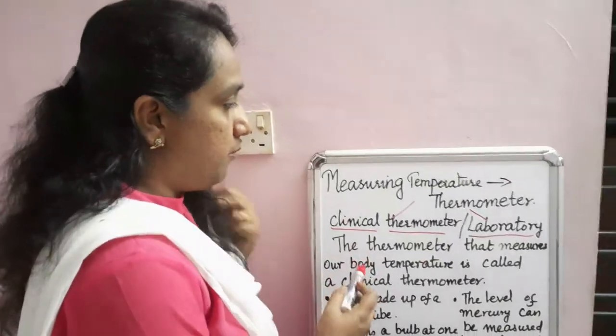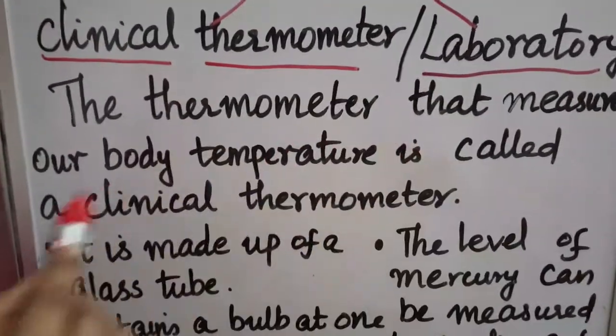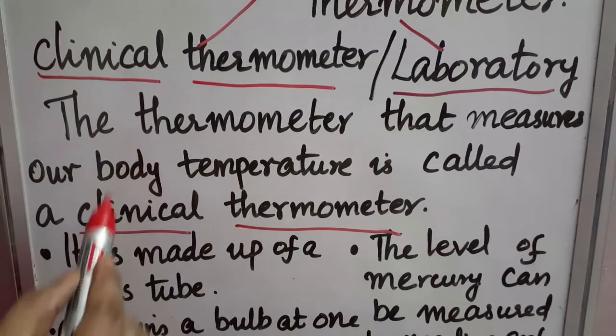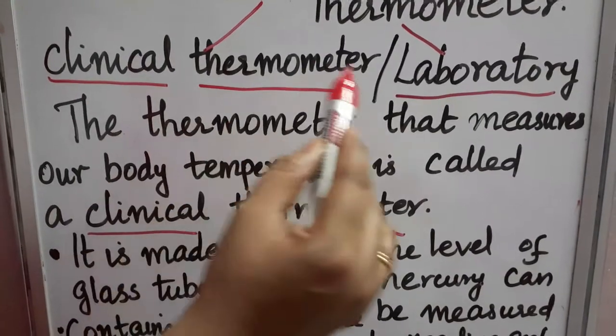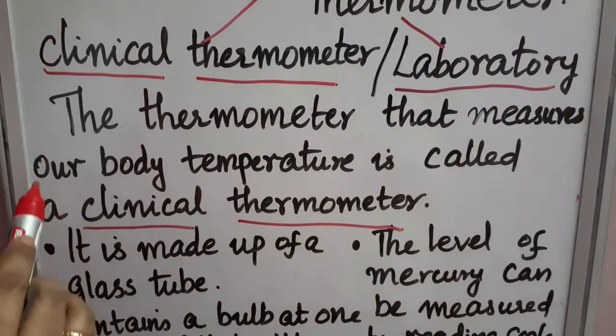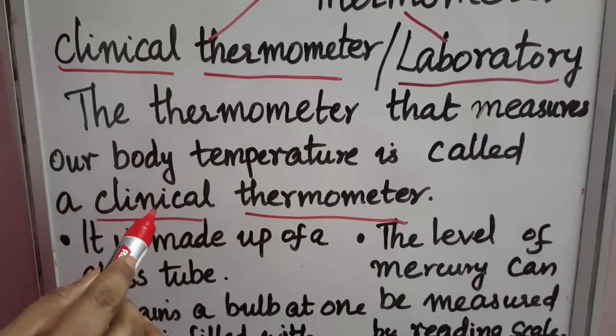The thermometer that measures our body temperature is called a clinical thermometer. Okay, what is called a clinical thermometer? The thermometer that measures our body temperature is called a clinical thermometer. So this is the definition of clinical thermometer.